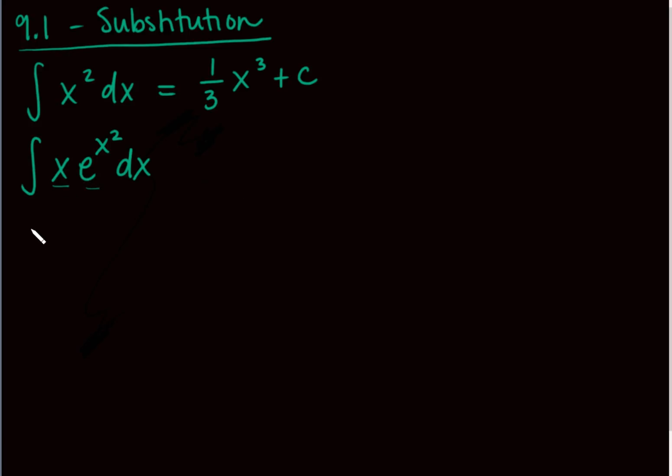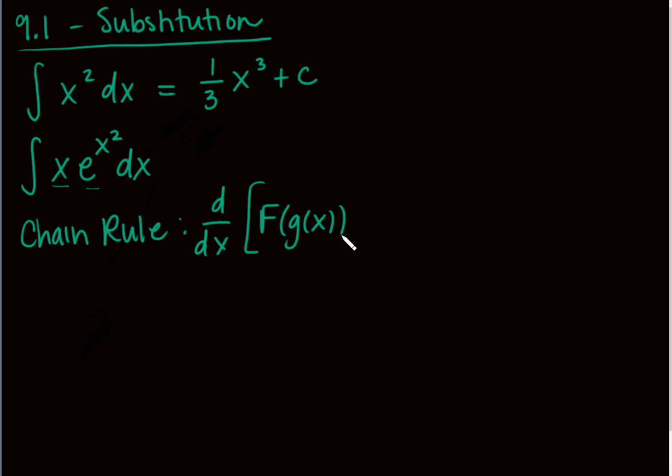And where substitution comes from is, if you recall the chain rule, I'm sure you do. It's everybody's favorite. So if I take the derivative of a composition of functions, so I'm going to use capital F. Okay, remember what we do with the chain rule. We take the derivative of the outside, leaving the inside alone, and then we multiply by the derivative of the inside.